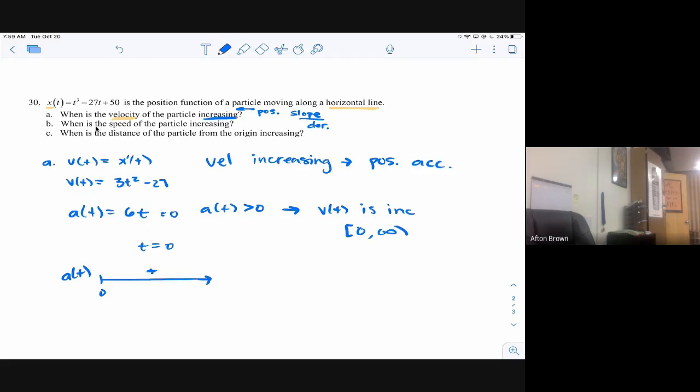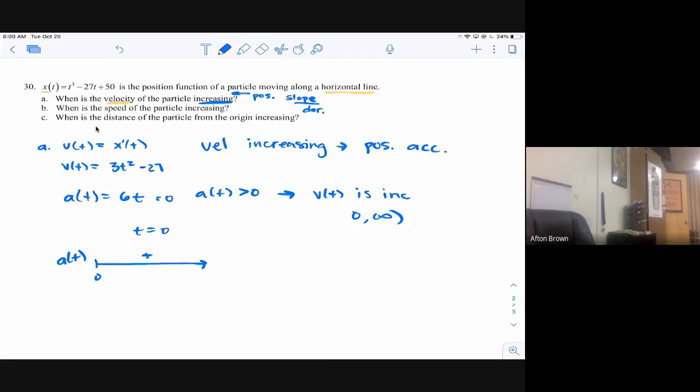Question, can I do a square bracket around 0 or should I do a round bracket? Plug in 0 and see if it makes this true. If I use 0, is acceleration positive? No. If I plug in 0, acceleration is 0. So I should do a round bracket at that 0. Okay, so that's part A. Velocity is increasing from 0 to infinity.